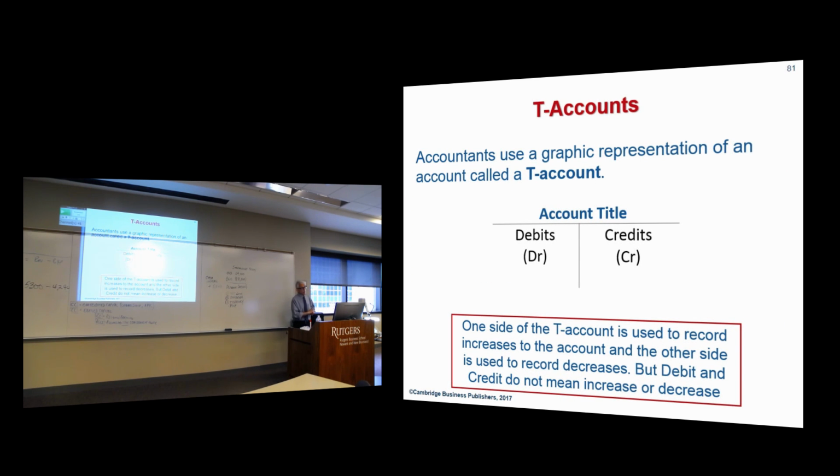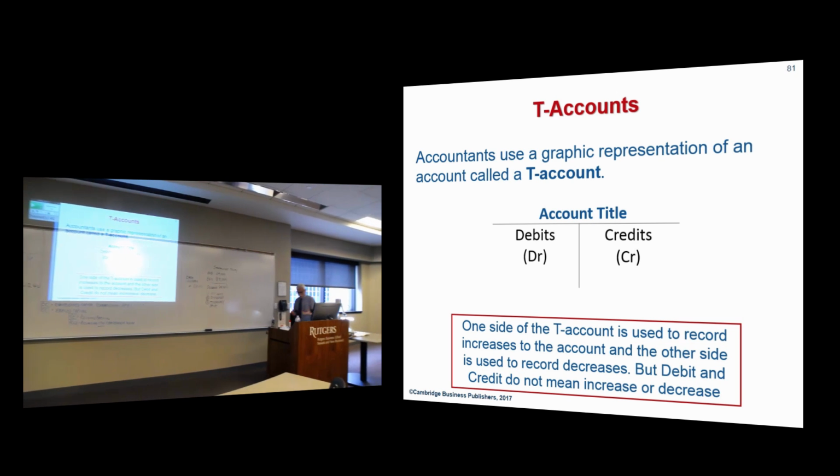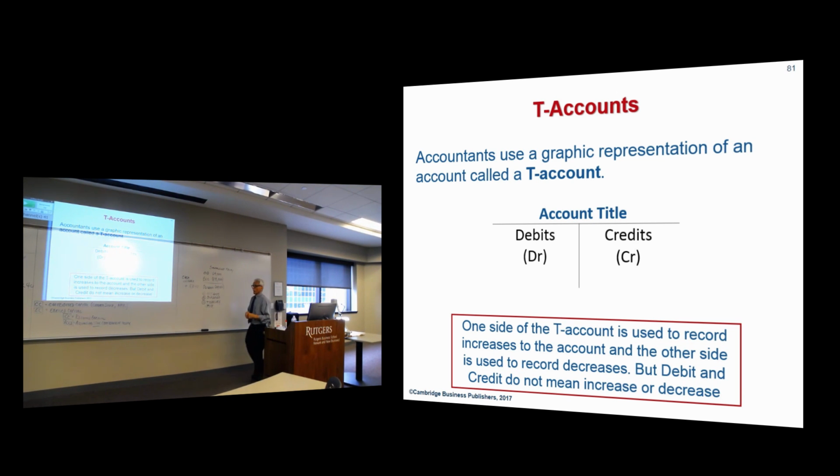We're going to be using T accounts. These are graphic representations of individual accounts in an information system. It could be a file somewhere in the information system. It could actually be manual. Debits and credits are listed there. So the left side of the account, of course, is the debit side. The right side is the credit.